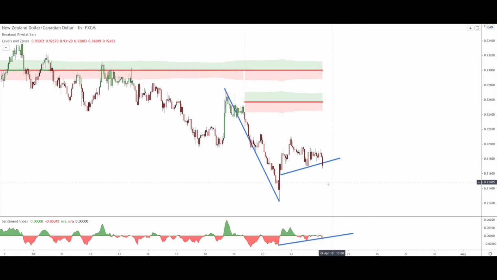Okay, so we have a breakdown in the Breakout Pivotal Bars. The candle is red, so it's a valid breakdown. We also have a breakdown in the sentiment index. It's a tiny breakdown, but it's still a valid breakdown. Maybe you prefer to have a more clear and distinct breakdown. To me, this is enough to be valid, but I mean, it comes down to your strategy, whether you want to take this kind of opportunity or not.